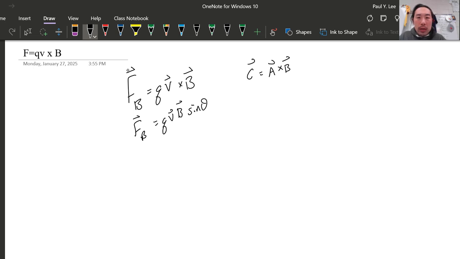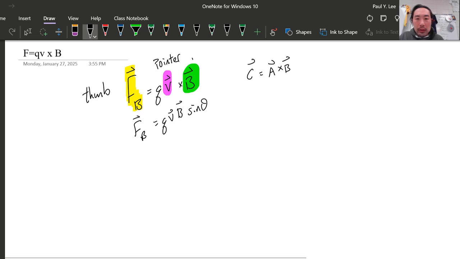Because we'll be using the right-hand rule, I like to always color code all this. So the force here will be my resultant, which is my thumb. And then here we have the pink. This will be the velocity. This is my pointer finger, because the charge is moving that way, and you jab your finger in the correct direction. And the B field will be the middle finger.